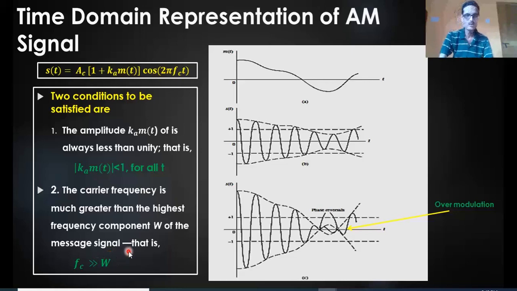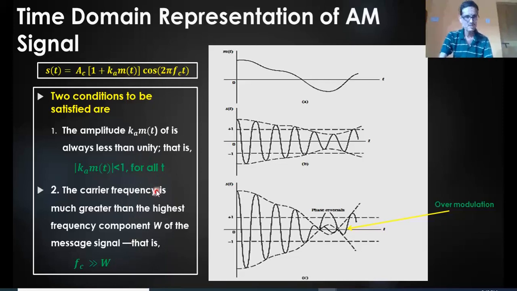For example, when I say 20 Hz to 20 kilohertz, 20 kilohertz is the highest frequency in the audio band. Or if I take the voice band, 300 to 3000 Hz, 3000 Hz is the highest frequency, or maybe 3.4 kilohertz, no issues with that. So we have to satisfy these two conditions.